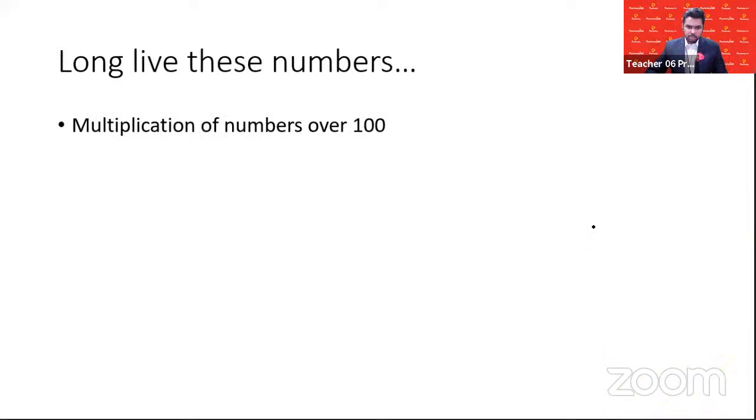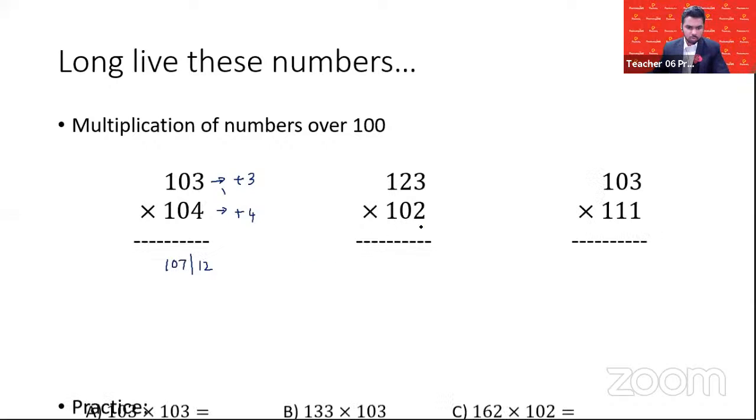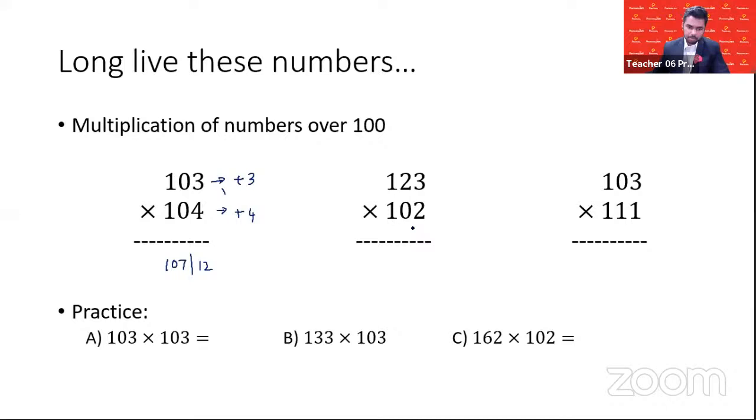And we can also do the same operation for larger numbers. So for example, 103 times 104, this is exceeding the base of 100. So you can write this as plus 3, this as plus 4, and you can use the same technique, 12 here, and you can do cross addition, which is 107. Similarly, you can try all these at home. So there are some practice problems, or else I'll just take these examples tomorrow also.